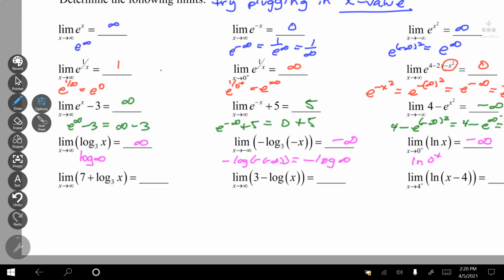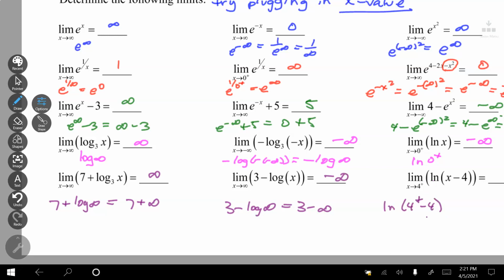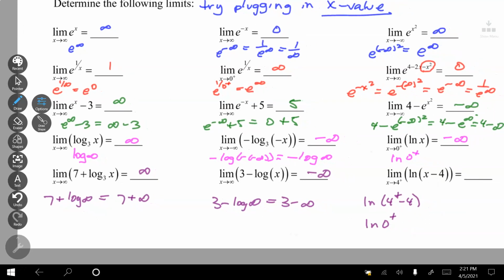And finally, I do this last row. Plug in infinity, I get 7 plus log of infinity, which is 7 plus infinity, and that's still infinity. I get 3 minus log of infinity, which is 3 minus infinity, which is negative infinity. And now when I do this last one, this is the natural log of 4 from the right, minus 4. Well, something that's a little bit bigger than 4, minus 4, is something that's just a little bit bigger than 0. And we already said that the log of 0 from the right side is negative infinity. Okay, there you go.